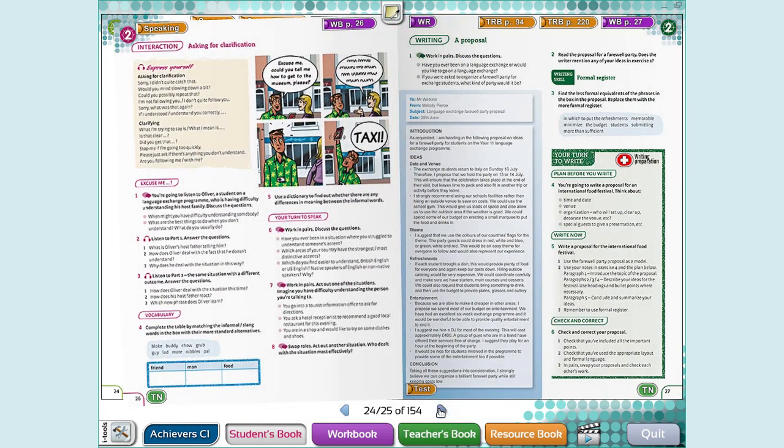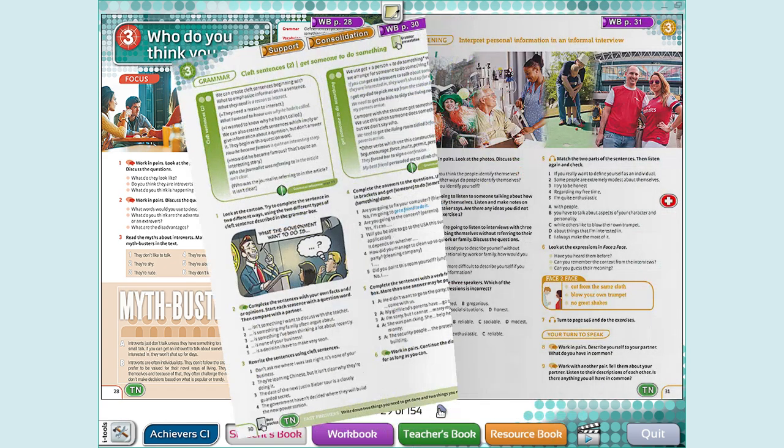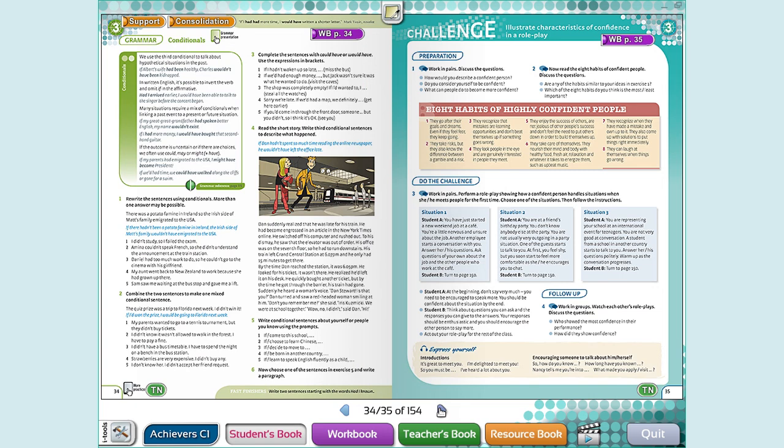Now, Unit 3, you should study page 29, the vocabulary, words that we use to describe people's personality, idioms again, and page 30, Cleft Sentence number 2. "Get someone done": this part we didn't study, so you don't need to study this, okay? Just Cleft Sentence, second part. And page 34, conditionals. Third conditional and the mixed type, okay?